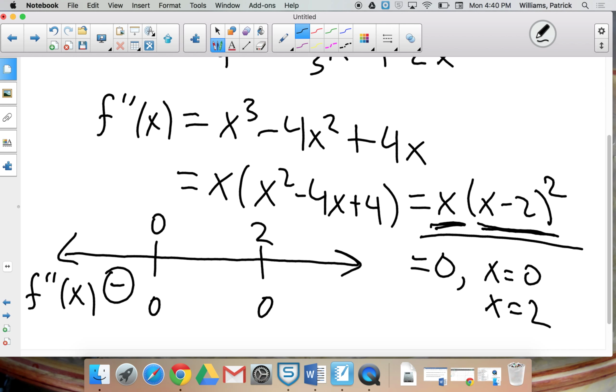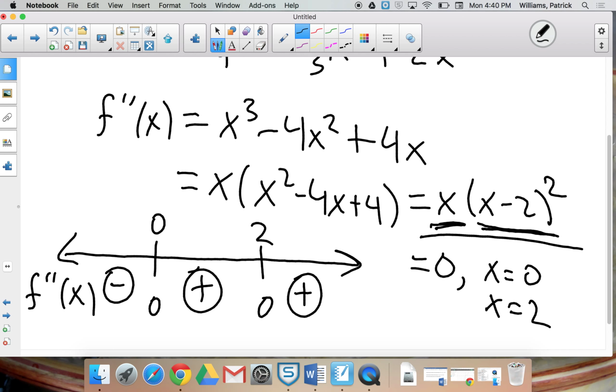What's an x value we could plug in between 0 and 2? Well, I would say x equals 1 would be good. If we plug in x equals 1, we're going to get a positive value. And then let's plug in something to the right of 2. A good number for that would be positive infinity. If we do that, we are going to get another positive value.